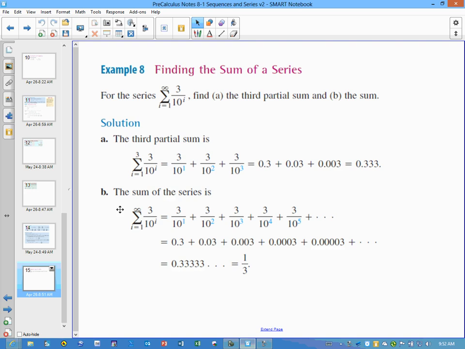So once again, notice how this is a sum of an infinite number of terms. The terms are getting smaller as we go along, and it is possible for it to sum up to a finite number like it does here. So the sum as i goes from 1 to infinity of 3 over 10 to the i is exactly equal to 1/3. And we're done.